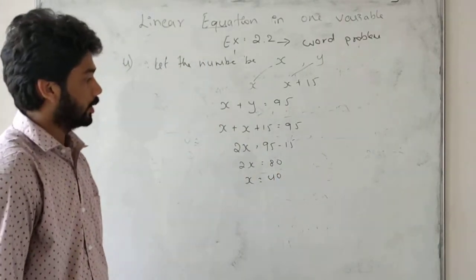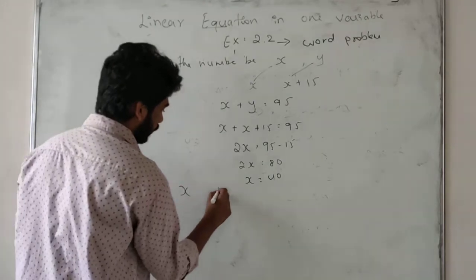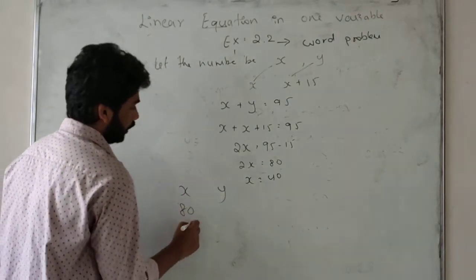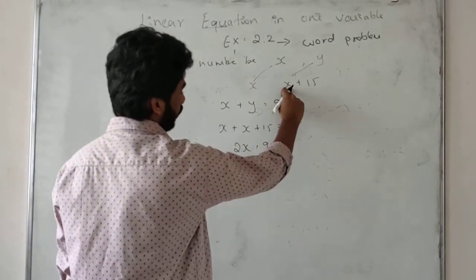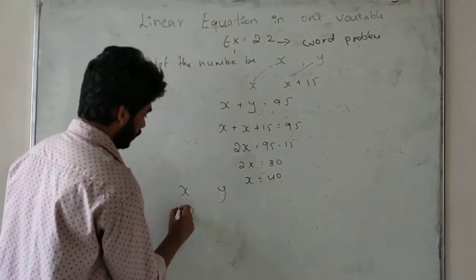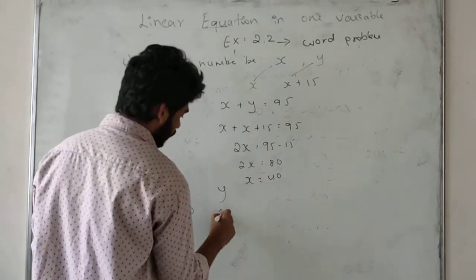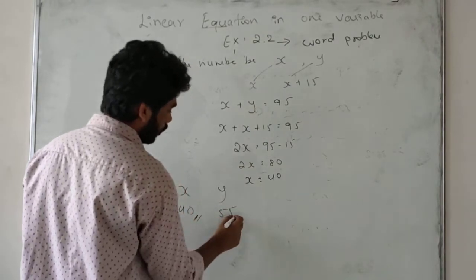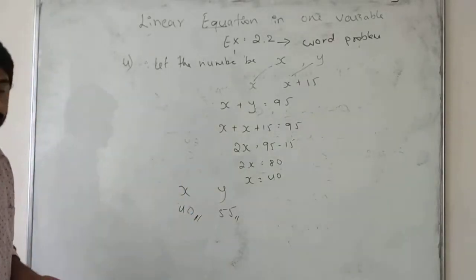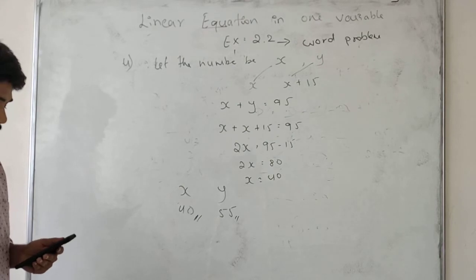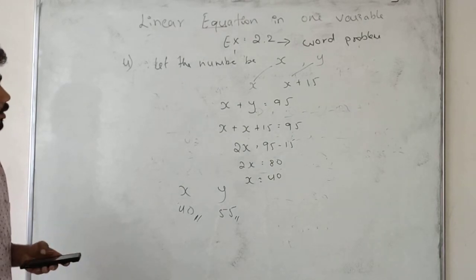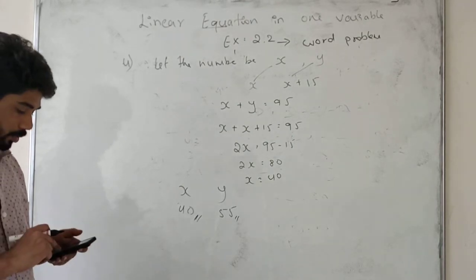So we must write the x and y values. x we get as 40. One more number, y, is 40 plus 15, which is 55. These are both the numbers of this question. Okay. Students, note it down. I go to the next problem.